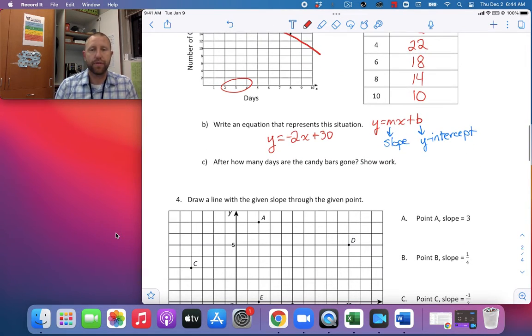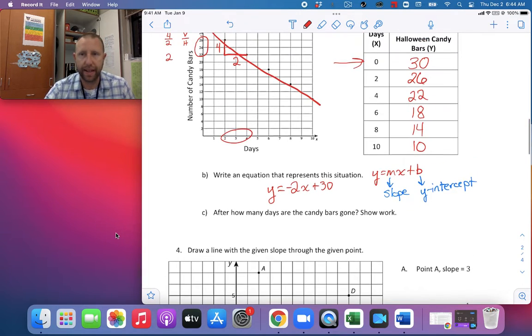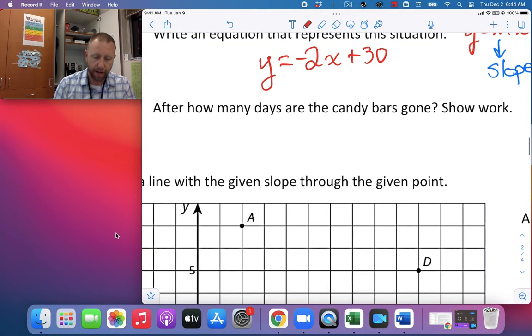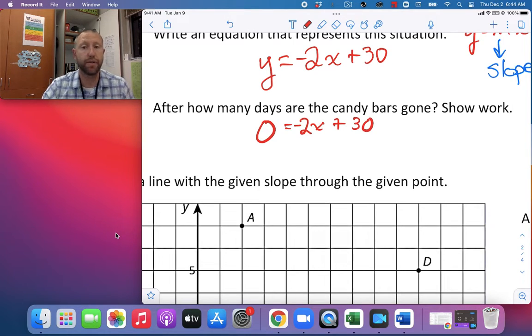And then to answer the next question, after how many days are the candy bars gone? That would mean, so look at your table, right? That would mean the candy bars goes to 0. When do the candy bars go to 0? Well, if that's represented by y, then I'm going to use my equation to answer this question. I'm going to put in 0 for y, and I'm going to leave everything else the same. So now it's 0 equals negative 2x plus 30 instead of y equals negative 2x plus 30. And I'm just going to solve for x.